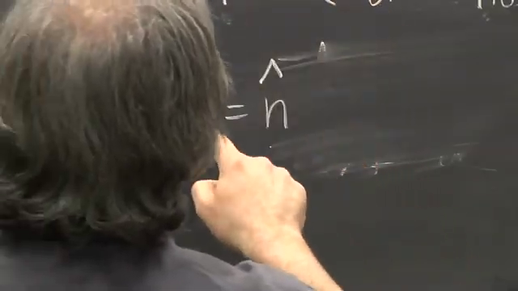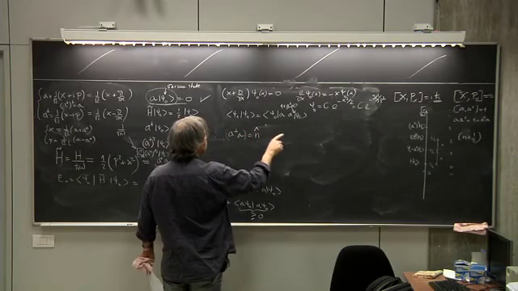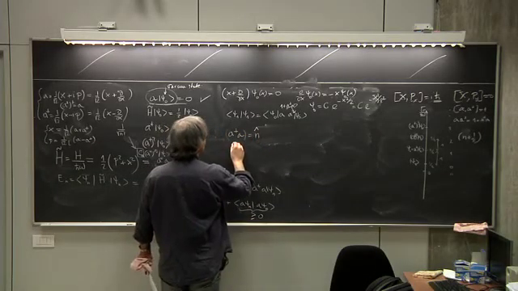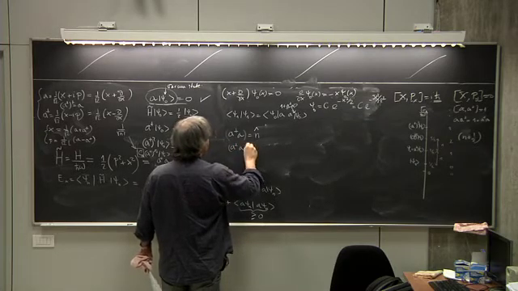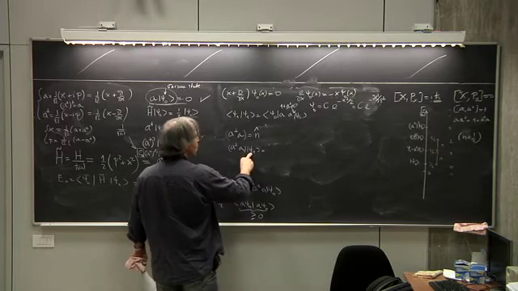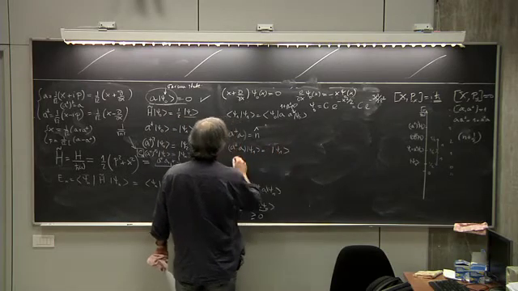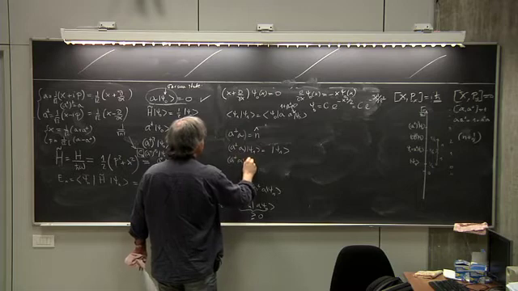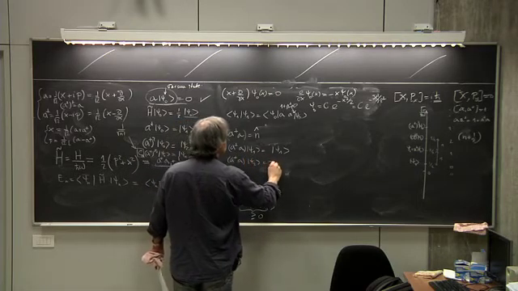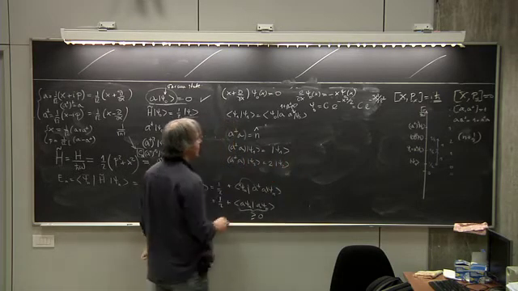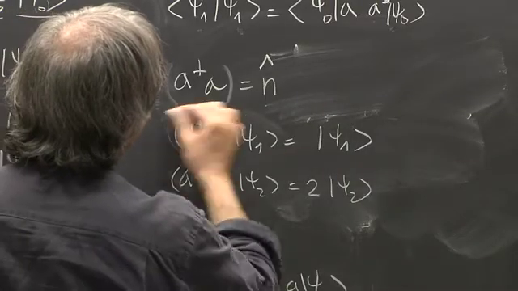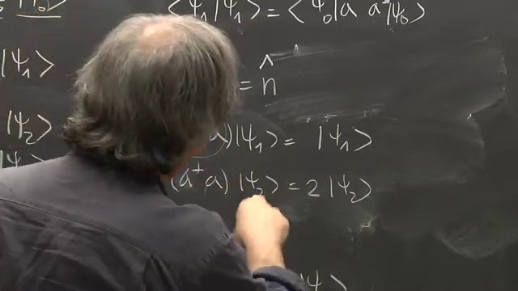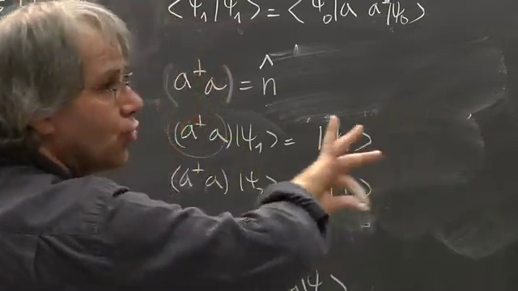But you can prove very easily that, for instance, if you act on psi 0, you get 0. If you act on psi 1, A dagger A applied to psi 1 is just equal to psi 1. If you do A dagger A on psi 2, you get 2 psi 2, because there are 2 A daggers. So A dagger A is actually counting how many A daggers there are to the right of it.